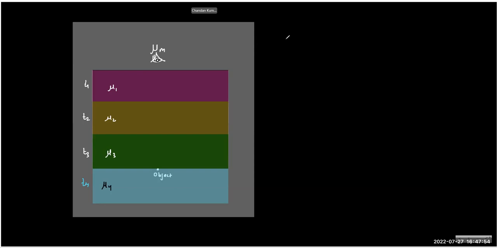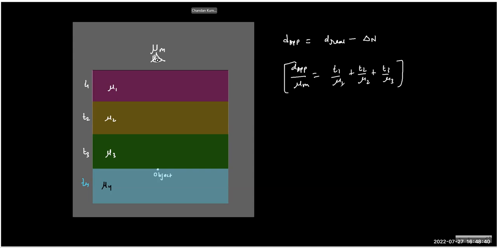Now, there are two ways to solve this question. The first way is that the D apparent will be the total D minus the total shift. Once you apply the shift formula, you can get the answer. And of course, we can directly write the formula. The D apparent upon mu of the observer is, as we will prove also, T1 by mu 1 plus T2 by mu 2. So this is a simple way of getting the answer.